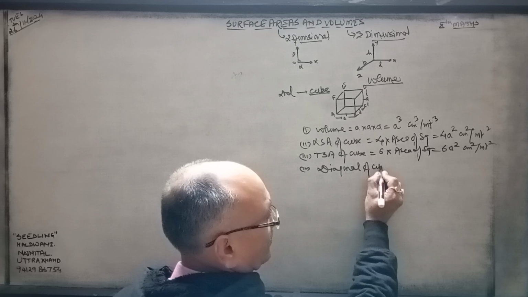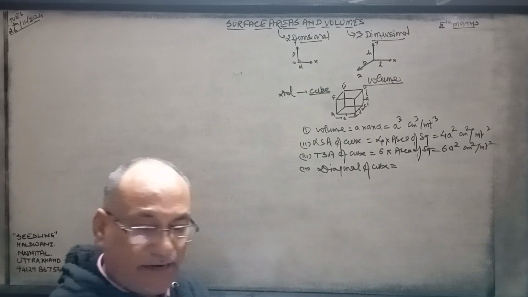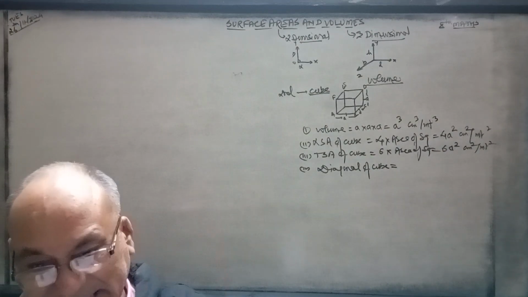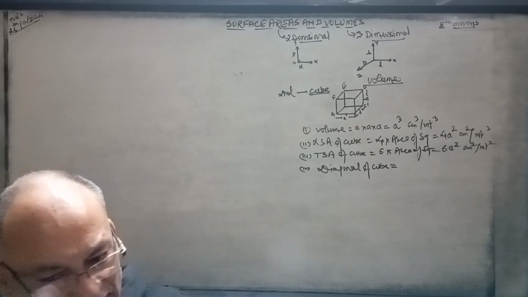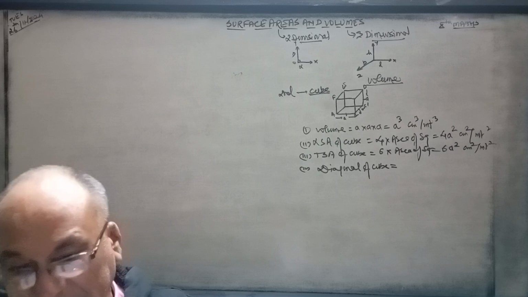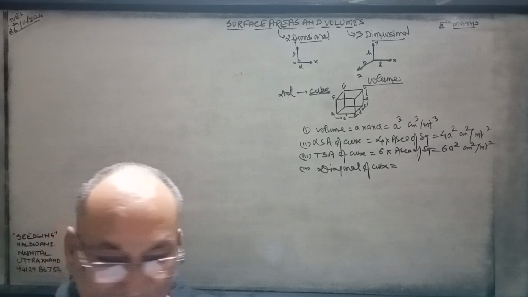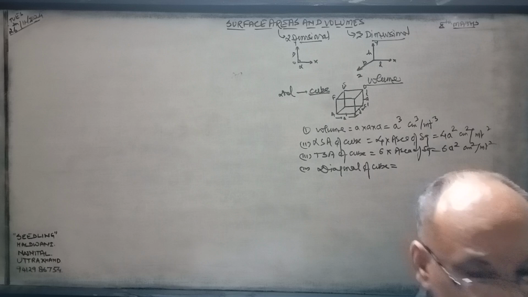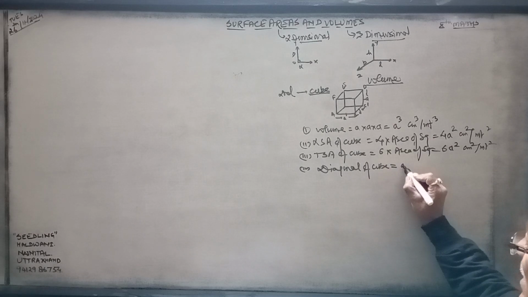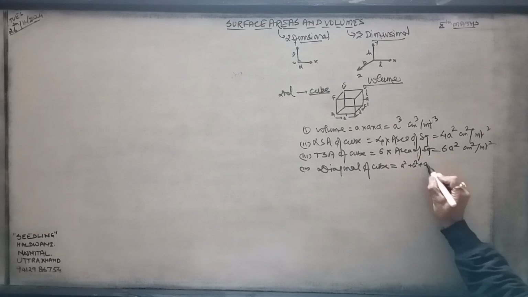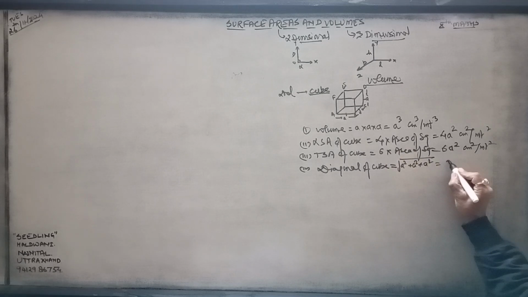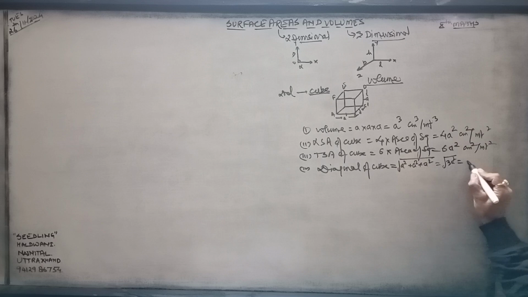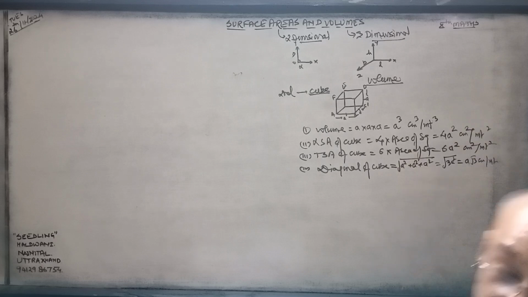Then diagonal of cube, the same formula. In cuboid, that is under root L square plus B square plus H square, because in cuboid all the three sides are different, length, breadth, height, all are different. So if they all are equal, that figure is cube. So it becomes A square plus A square plus A square. You will write under the square root, 1A square, 2A square, and 3A square. Now look at this, this is A root 3, either centimeter or meter.